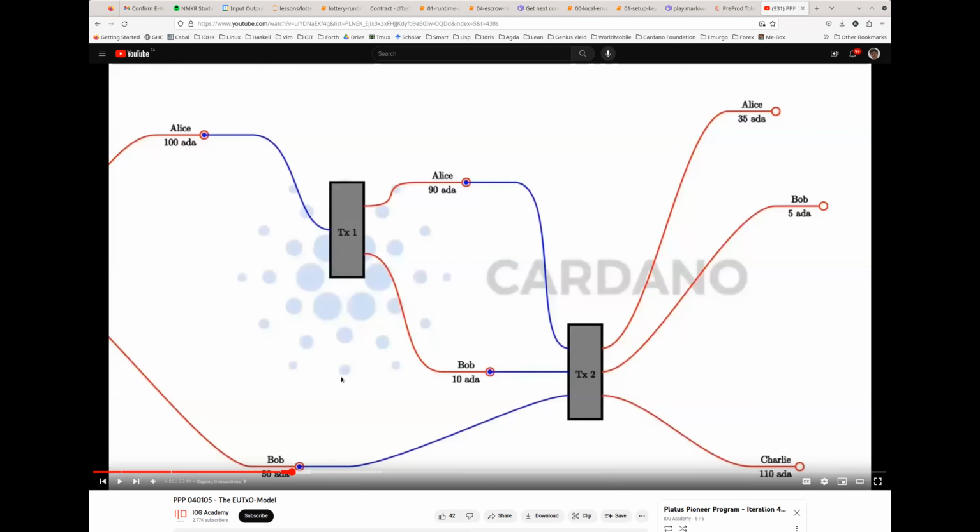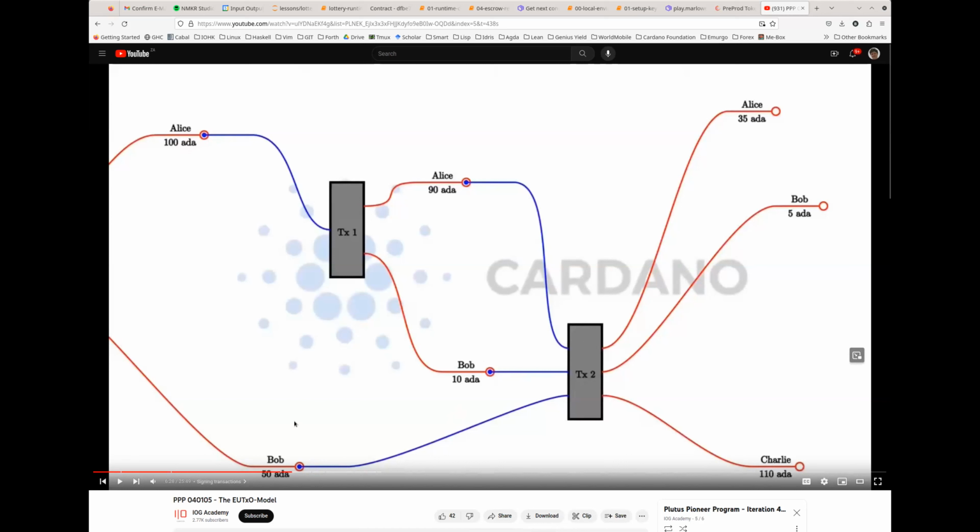Right. So now let's assume that Alice and Bob together want to pay 110 ADA to Charlie. So 55 each. So here we have a transaction that's a bit more complicated. In this case, Alice only has one UTXO. She had this one, and then transaction 1 spent that one and created a new one, the change output. So she uses this as an input for transaction 2.